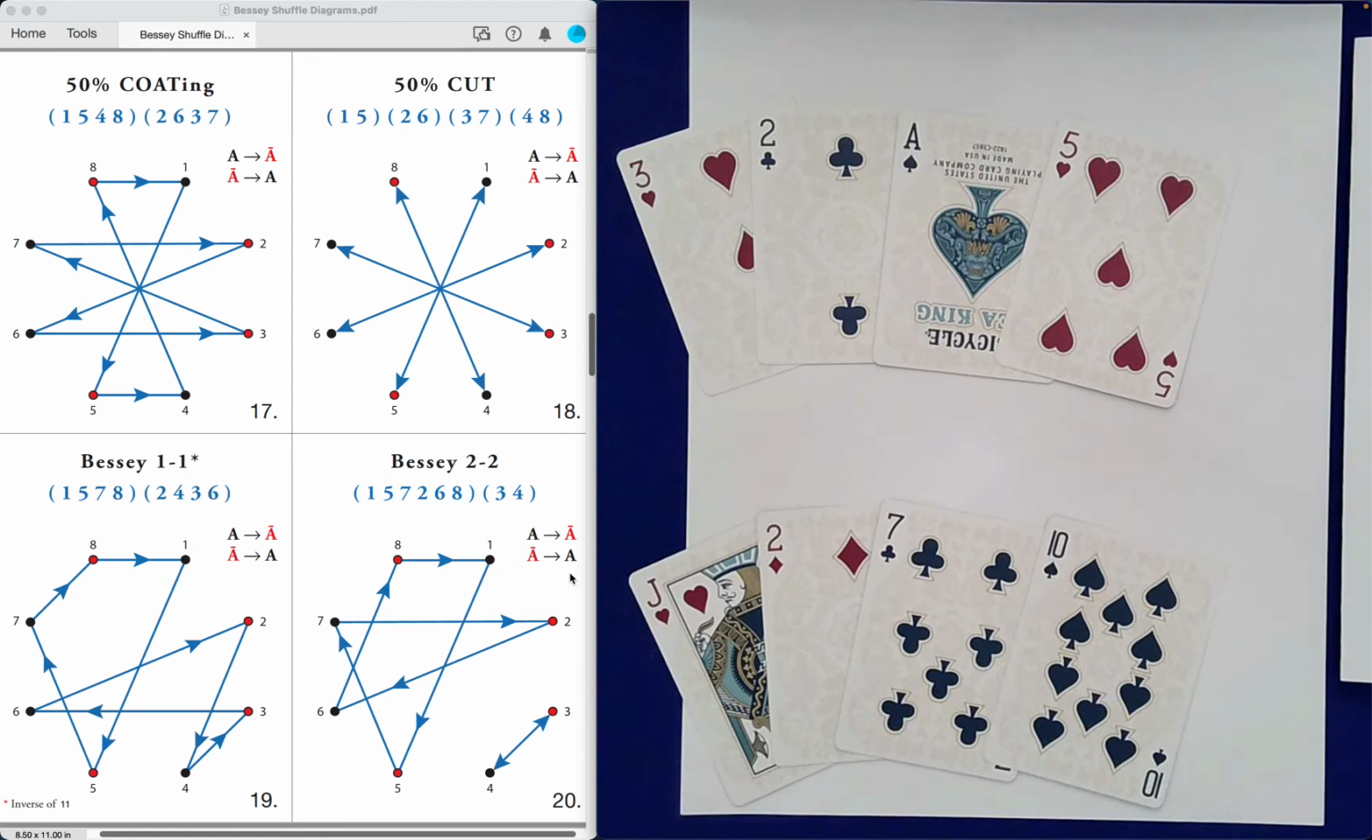But I hope you're getting an idea that there are countless ways to leverage your knowledge of the behavior of Bessey sequences when performing a whole host of common and useful shuffles employed today.